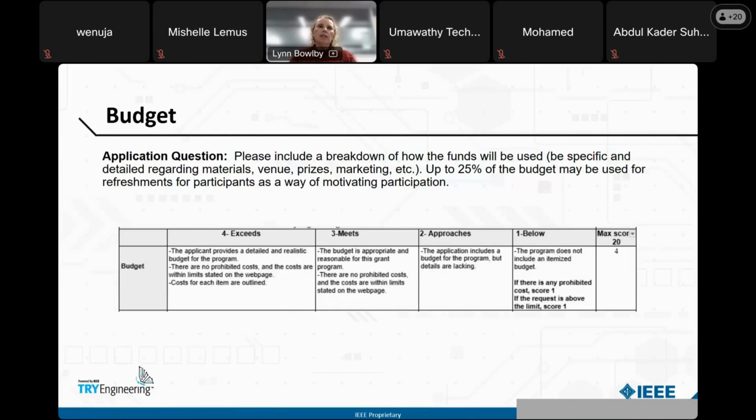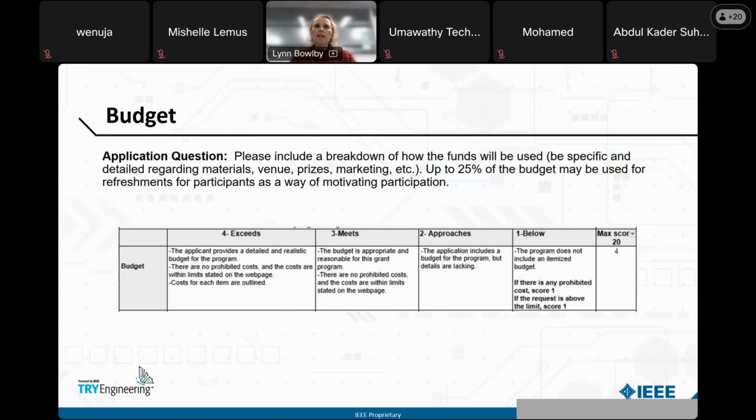And we want to see detail regarding hands-on materials. If there's a cost for the venue, I think in many circumstances, you may be getting space at a university and there's no cost to that. Prizes, but we want to see those kept to a minimum. And any marketing that you have done for your event. It may be that you just post your event in vTools if it's an event for volunteers and there's no cost. But there could be cost if you're marketing this to educators and direct to students.